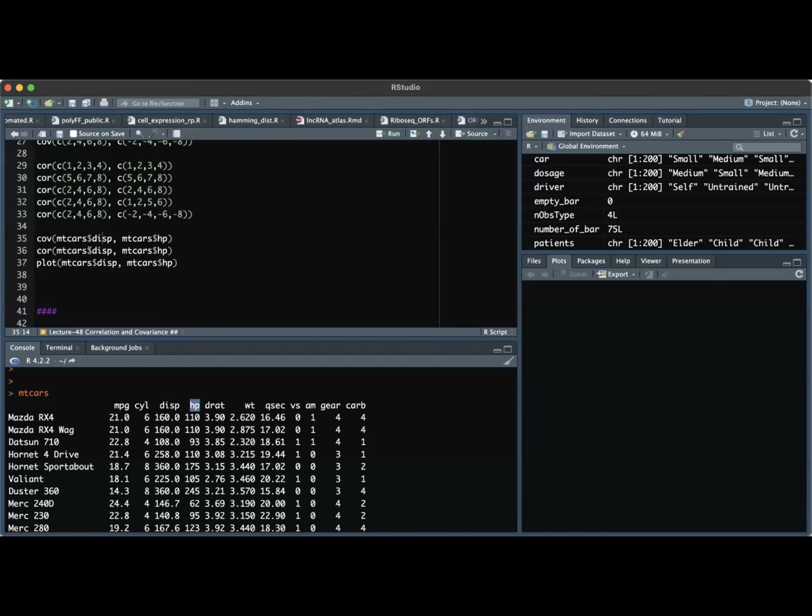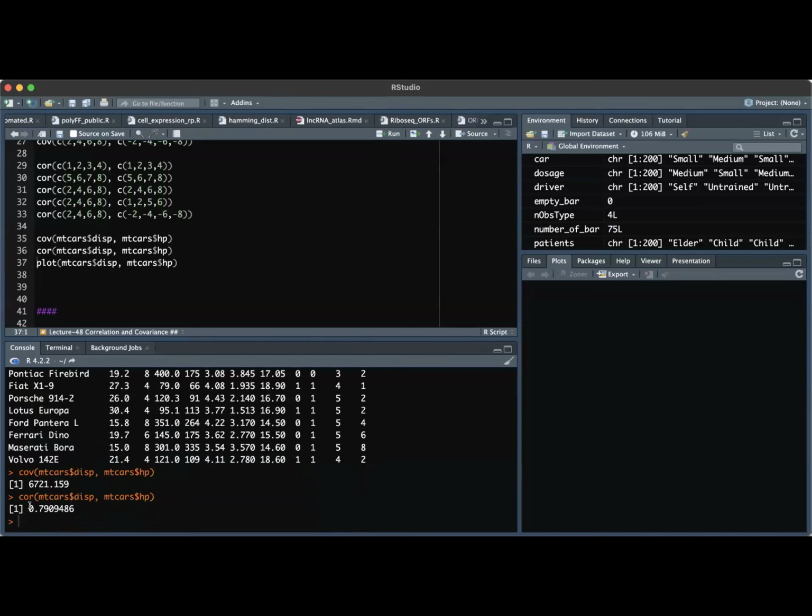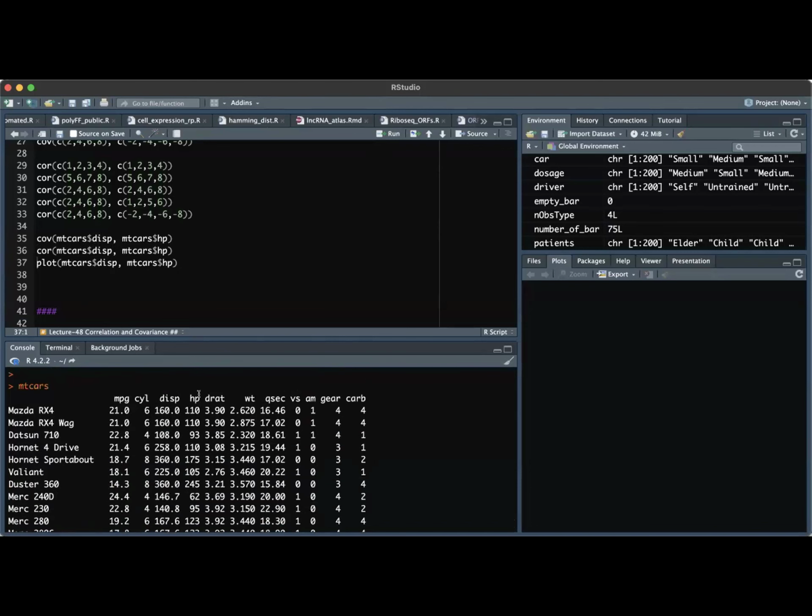So what do you do? If you want to do covariance, you just do cov of the two terms. But this is basic, so let's just see the correlation. You get a 0.7 correlation coefficient. So 0.7 is almost close to linear. So displacement and hp are correlated in all these cars. All cars follow a similar trend. And then plot.